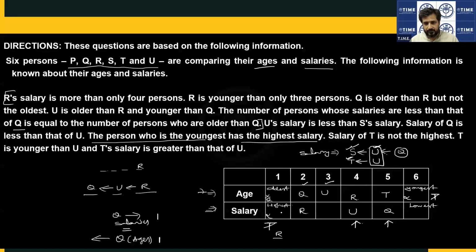And T cannot be the highest. So the only possible place for S is the highest, and this position goes to T. And the highest salary is the youngest. So S will be here, youngest. Now, who is the only remaining person? P. So P is the oldest and P earns the least salary. That's it. It's our final arrangement.